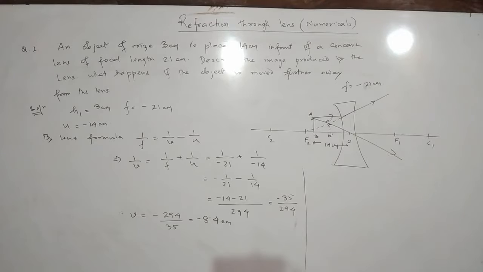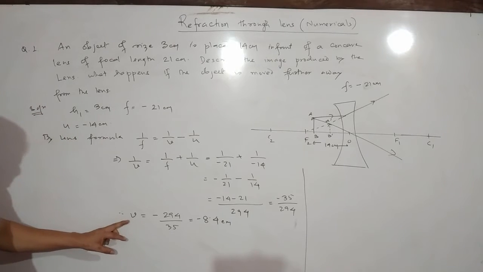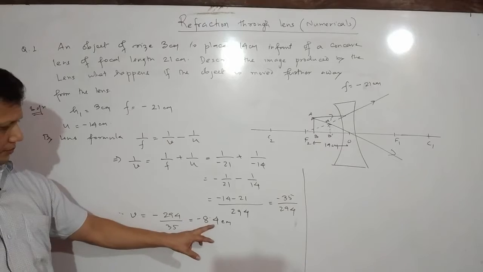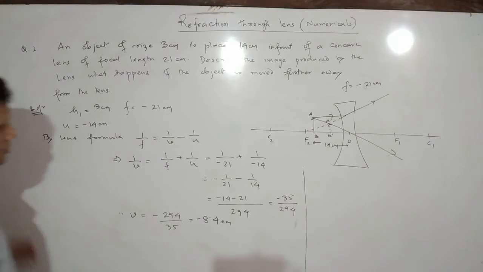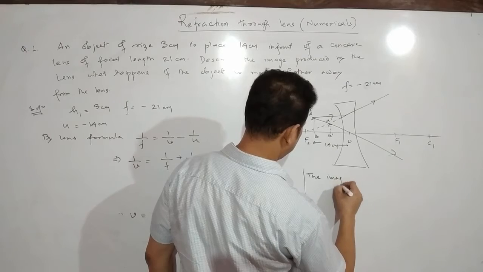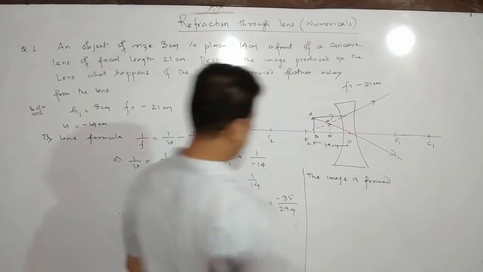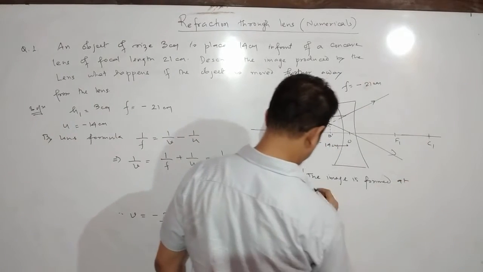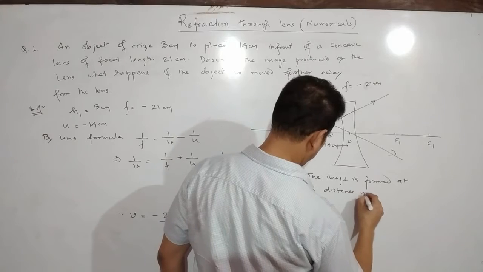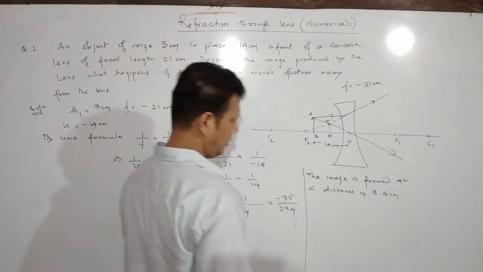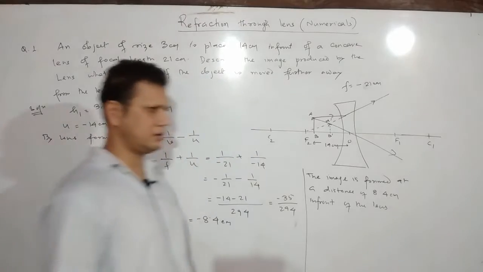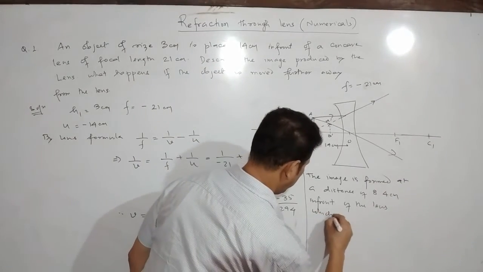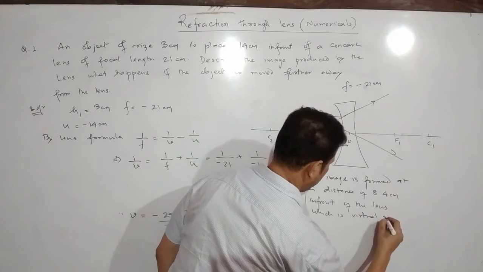So what can we write here? You got the position of the image to be at 8.4, but a negative sign came in front. What does the negative signify? That means we can write: the image is formed at a distance of 8.4 centimeter in front of the lens, which is vertical and erect.